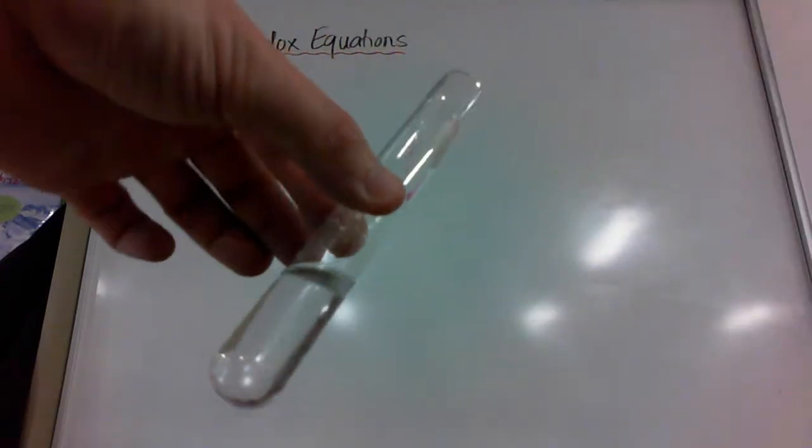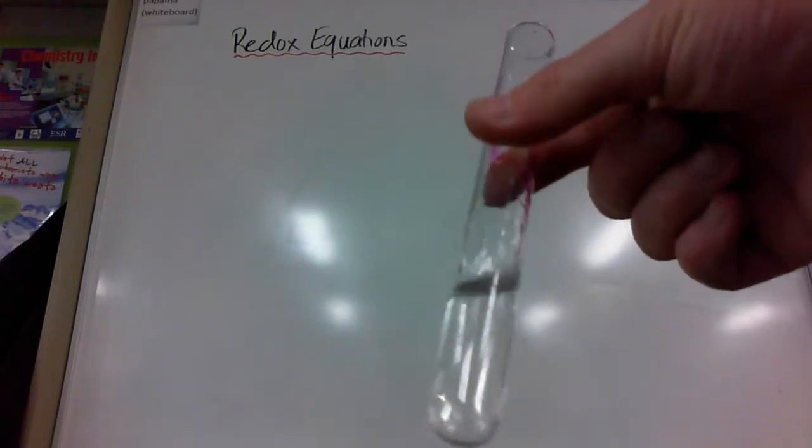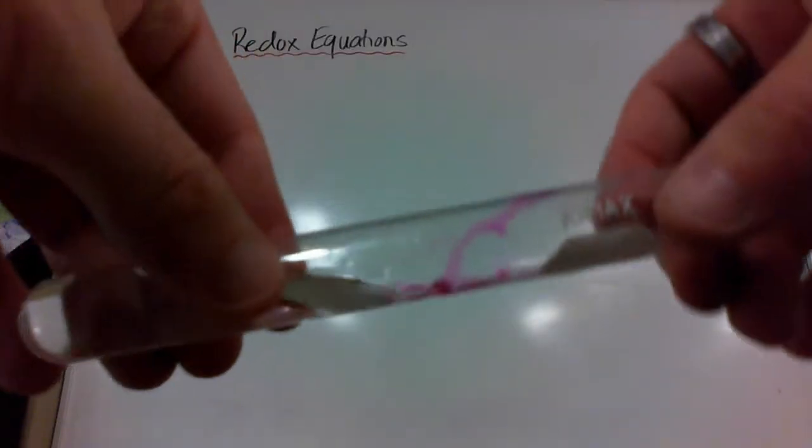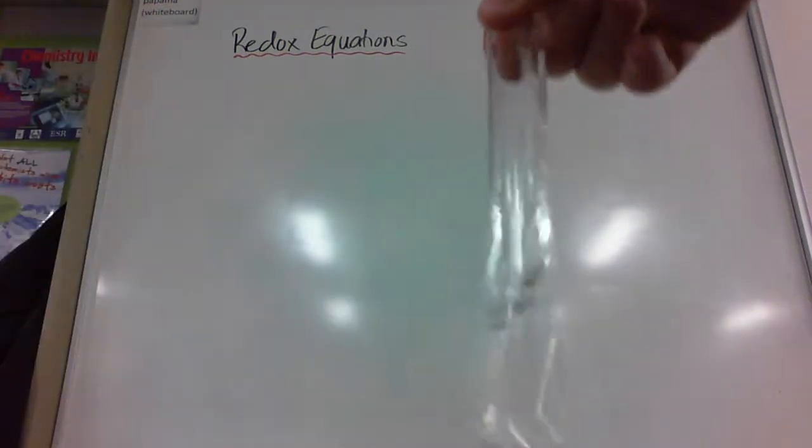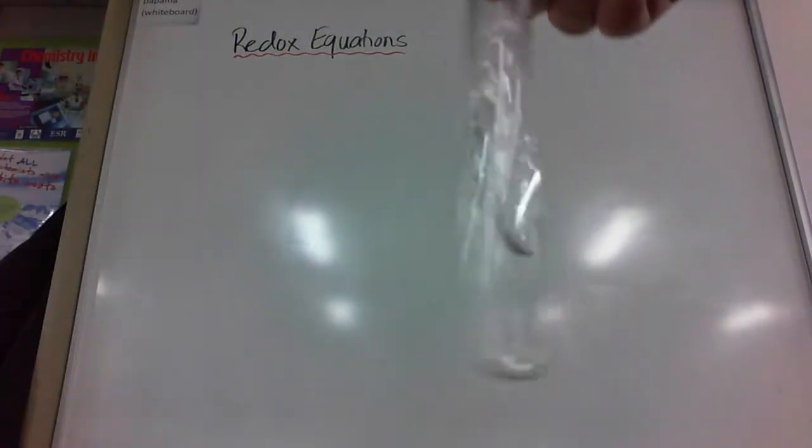You can see the colour goes away straight away. So maybe I just haven't used enough and it's diluting. So I'll add a bit more. No, sure enough, it's actually reacting. You can see that on the surface. And if I get the rest of that, you can see there's still no colour. So I'm pretty confident that there's a chemical reaction happening there.